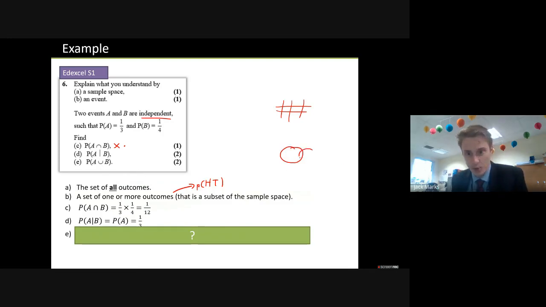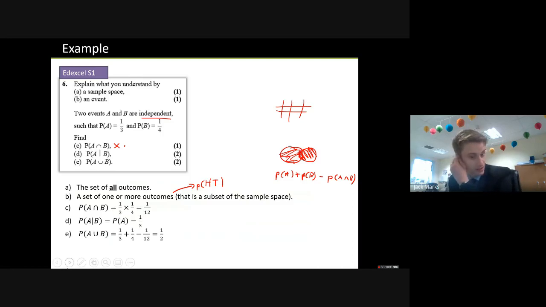How about A union B? It doesn't say anything about mutually exclusive or not, so we have to assume that they overlap. So we'll do probability of A, plus the probability of B. The problem is we've double counted the middle part, so we have to remove one lot of the intersection. And then we get our answer. It's about finding the different parts, using the parts, and plugging them in.